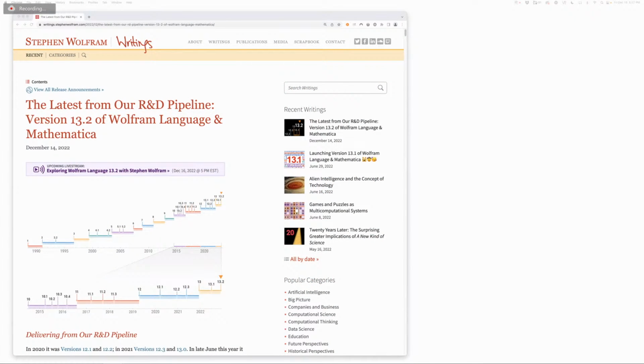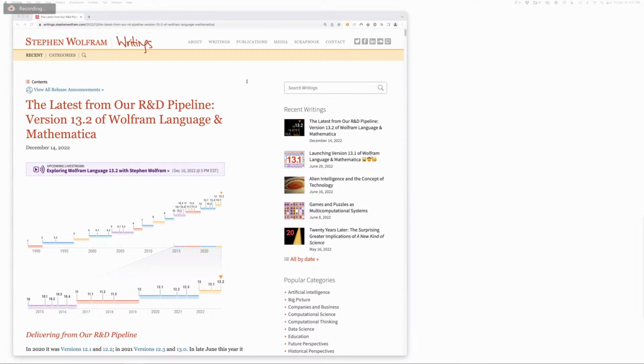Okay, hello everyone. We are here to do a little exploration of version 13.2, which just came out, is now live and ready to download, available in the cloud. And I'm going to show you a few things that are new in version 13.2.